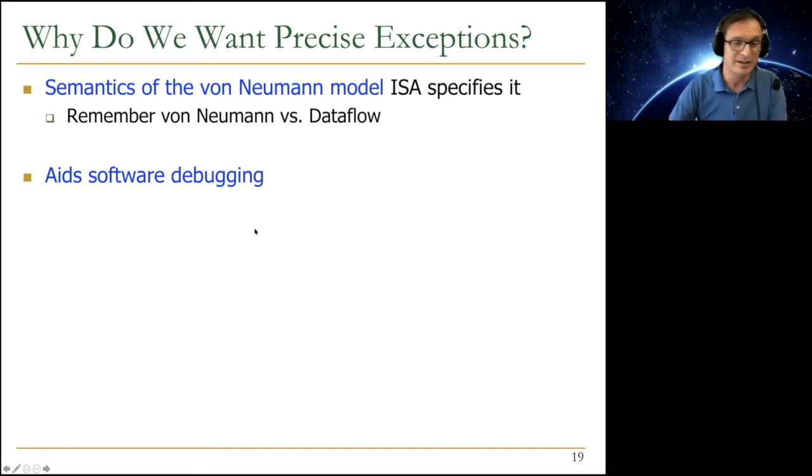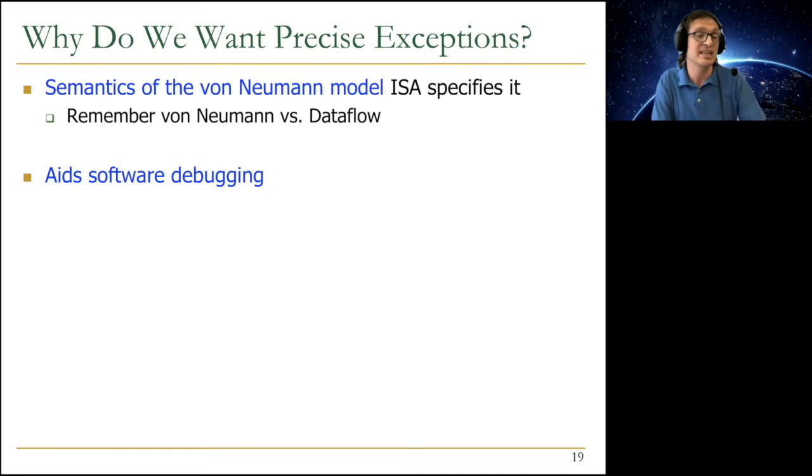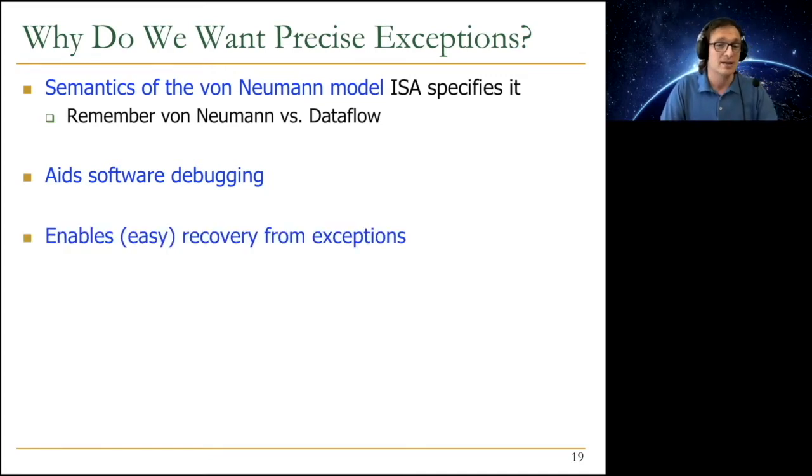I mean, maybe if you're an extremely expert programmer, like 0.1% of all the programmers who know exactly what's going on in the pipeline, you may be able to do that. It will still take you a lot of time compared to having precise exceptions. But in the end, software debugging, you could enable that in different ways. But precise exceptions makes it really easy to debug your programs. Okay. Also, precise exceptions enables easy recovery from exceptions, as we discussed, right?